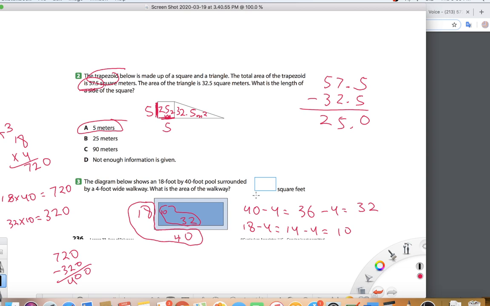That means that the area, what is the area of the walkway? So this whole walkway right here, it is only 400 square feet.